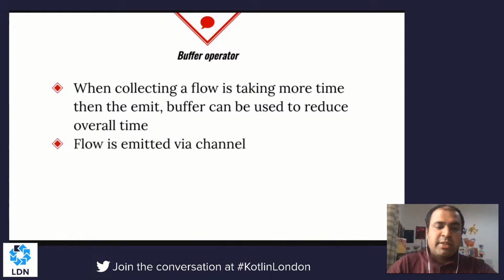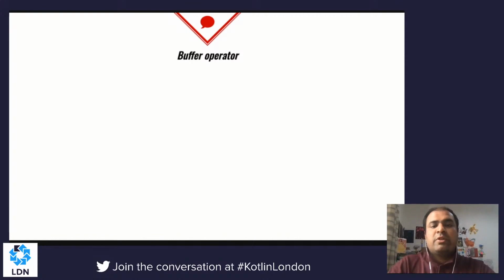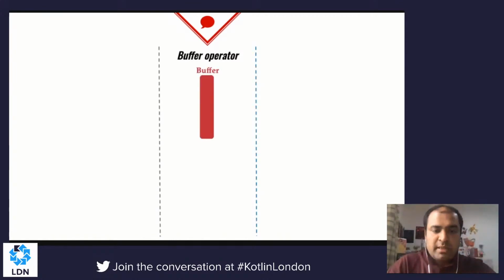Basically, they internally use a concept of channel while emitting the data, and then while you collect it, they use another coroutine context. This is how the entire buffer operator works. We will try to understand it with some sort of infographics. So let's say data 1 is emitted, the data 1 is collected.